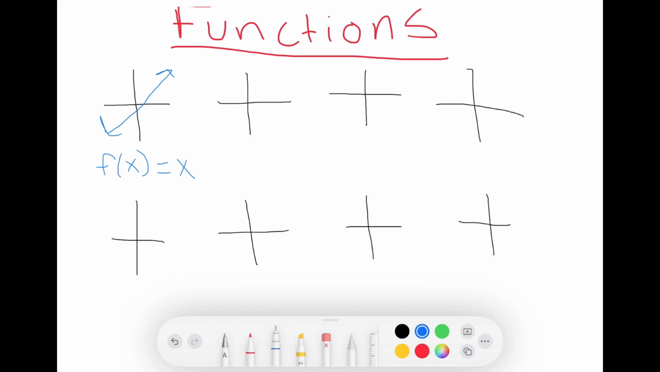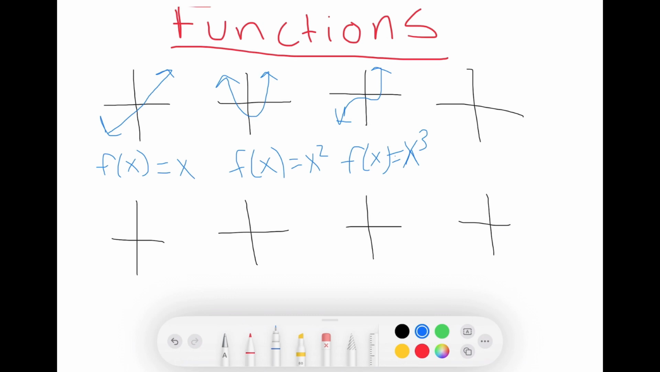Next we have f of x is equal to x squared. This is a quadratic function, and it looks like that. Next we have f of x is equal to x cubed. This is a cubic function, and it looks like that.